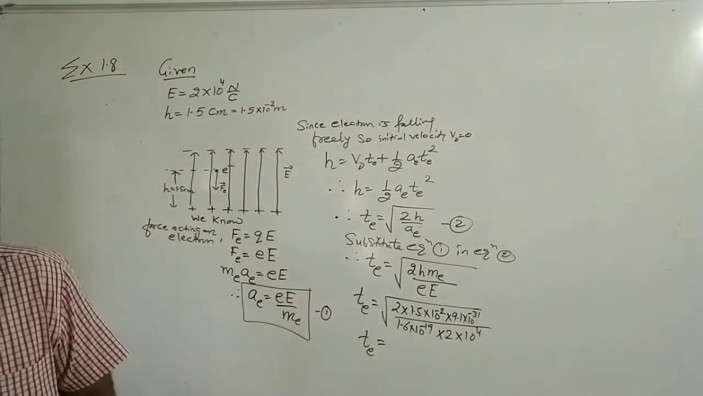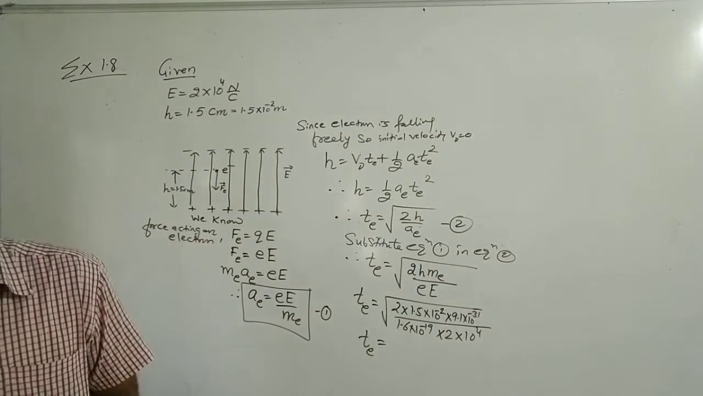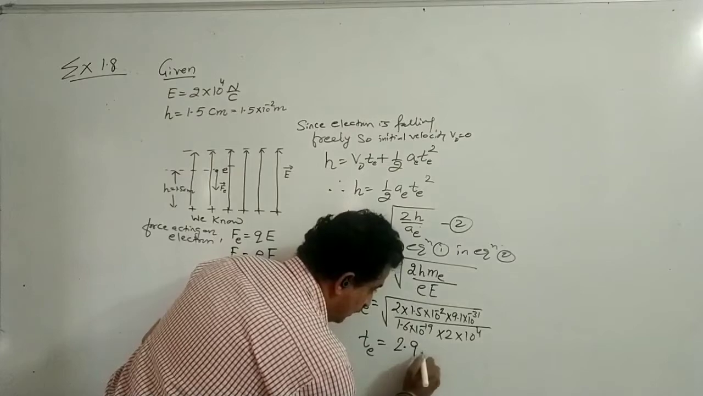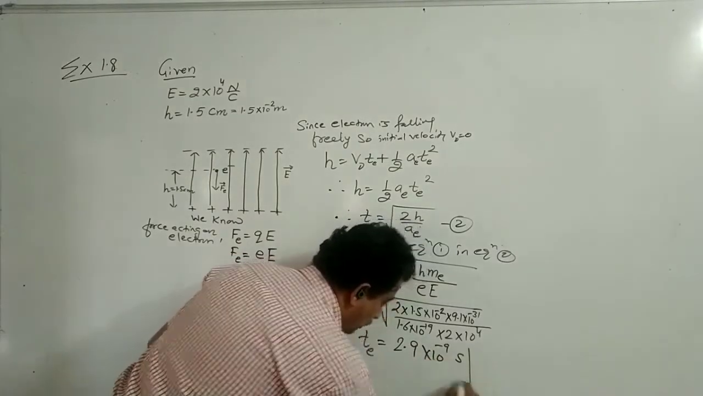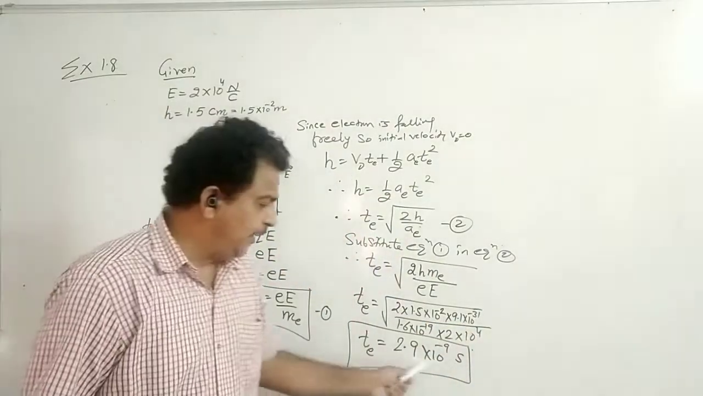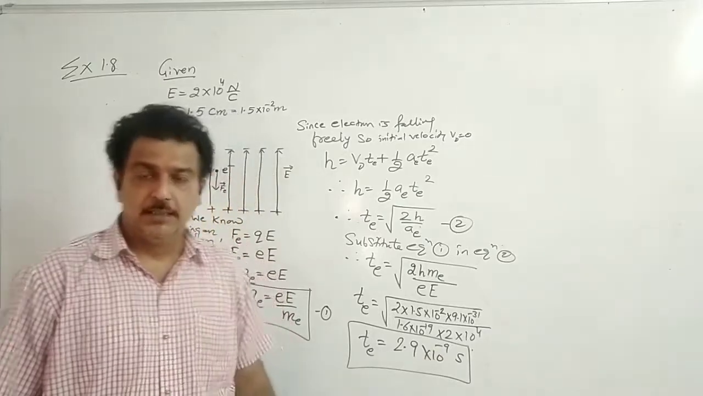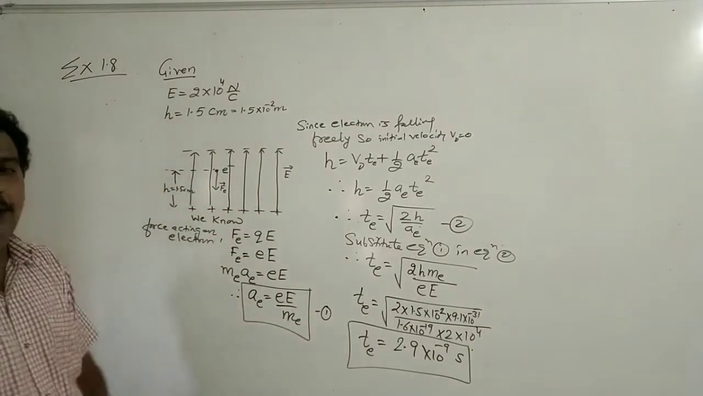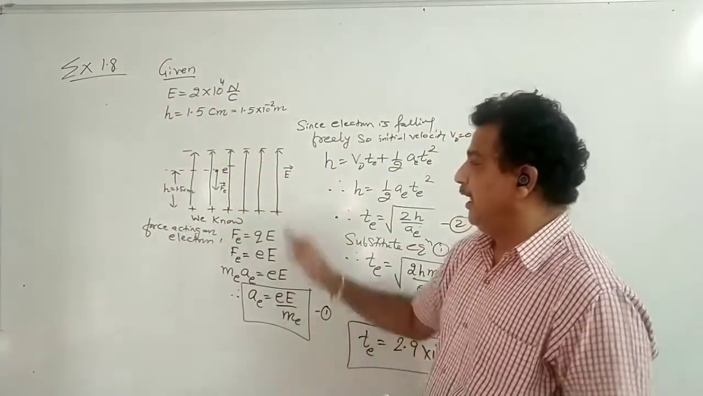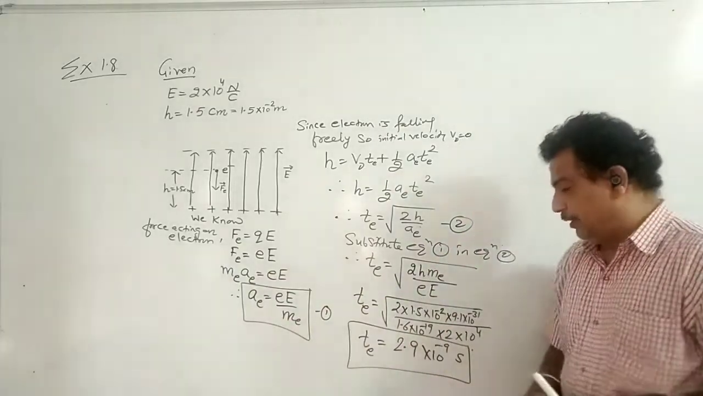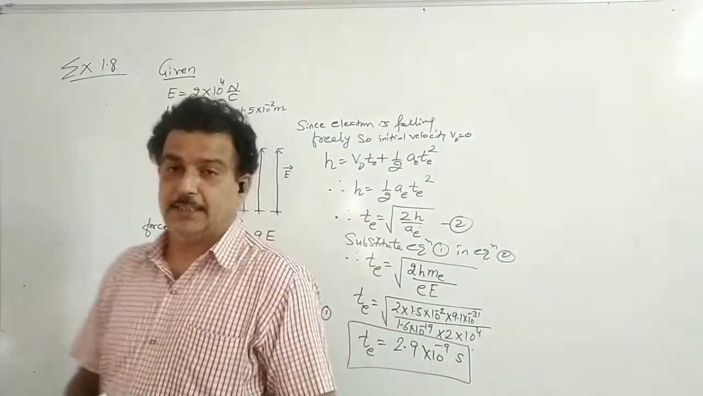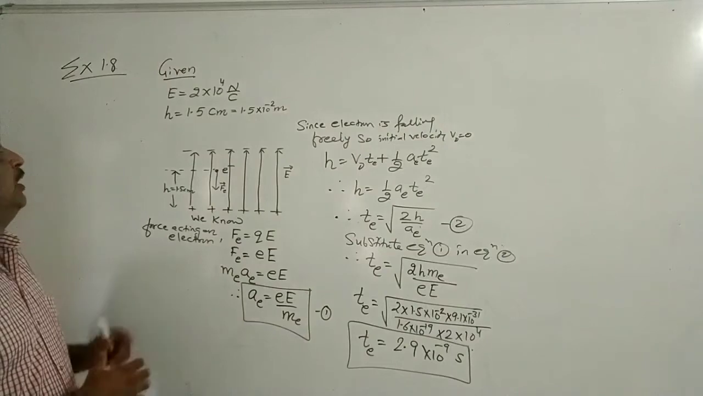So this value, if you calculate, comes out to be around 2.9 into 10 raised to minus 9 seconds. That is about 2.9 nanoseconds, since 10 raised to minus 9 means a nanosecond. So an electron will take about a nanosecond to fall from a height of 1.5 centimeter in a uniform electric field. Here we have neglected the effect of gravity. So this is the first part of question 1.8.